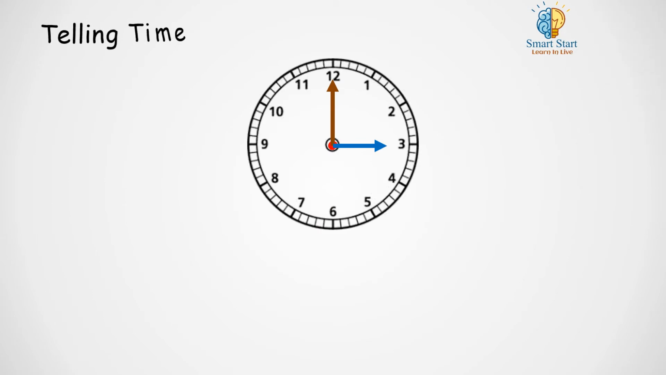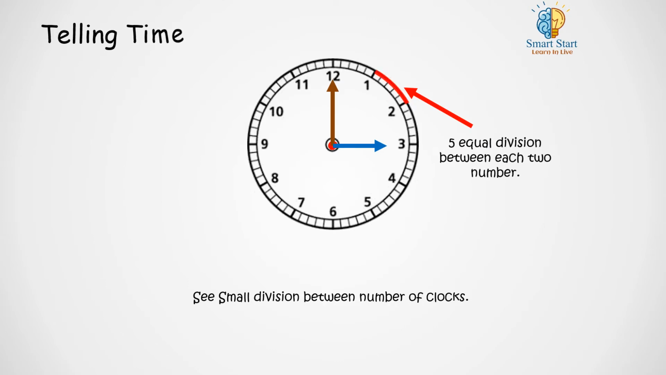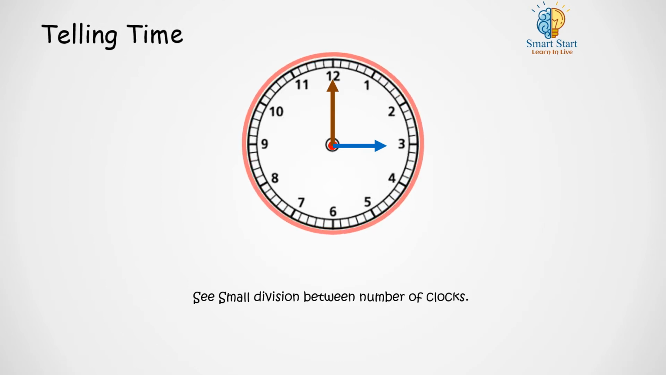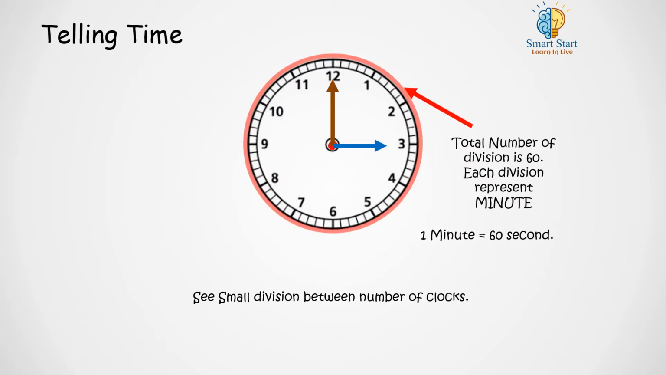If you look carefully, there are many small divisions between the numbers of the clock. There are 5 equal divisions between any two numbers. The total number of such equal divisions is 60. Each division represents 1 minute. 1 minute is equal to 60 seconds.